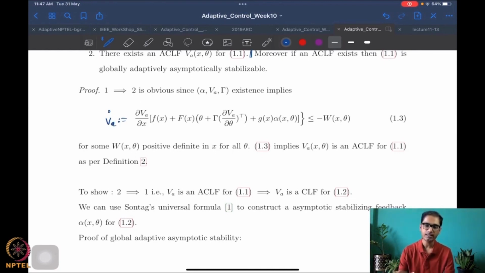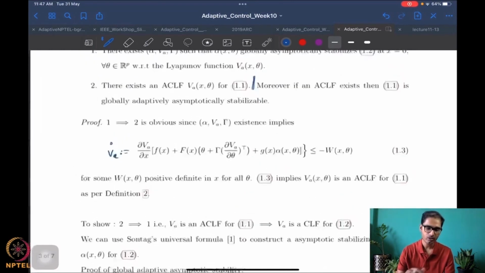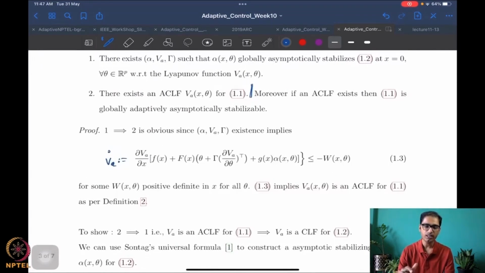Notice again that theta is still a constant. We just do this for all values of theta, so theta dot is zero. It's just a constant parameter. Therefore, there's no del VA del theta term. So this is just del VA del X times X dot. The only difference is that now in X dot, the control is substituted with alpha. And anyway, the gamma appears here.